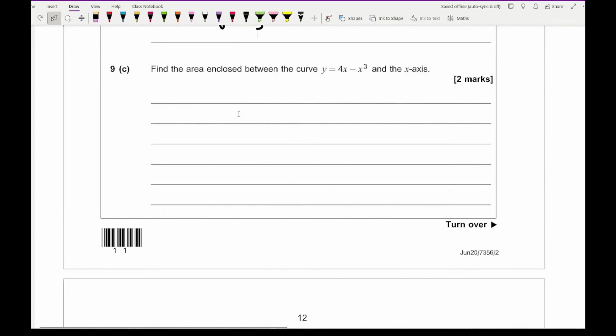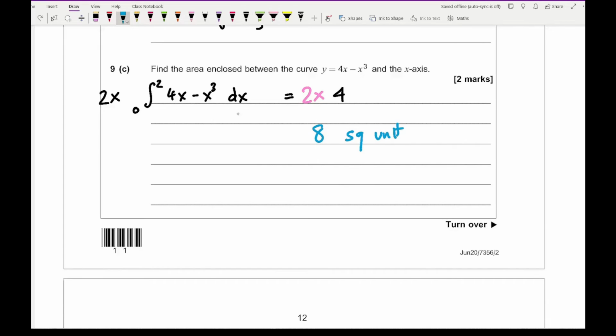It then says for 9c, find the area enclosed between the curve of y equals 4x minus x cubed and the x-axis. So what we need to do here is, if we work out the area from -2 to 0, then the actual area will be 2 lots of it. So it's going to be the integral of 4x minus x cubed dx. And if I type that all into my calculator, I'm going to get an answer of 4, but I need to times that by 2. So then the total area is going to be 8 square units.